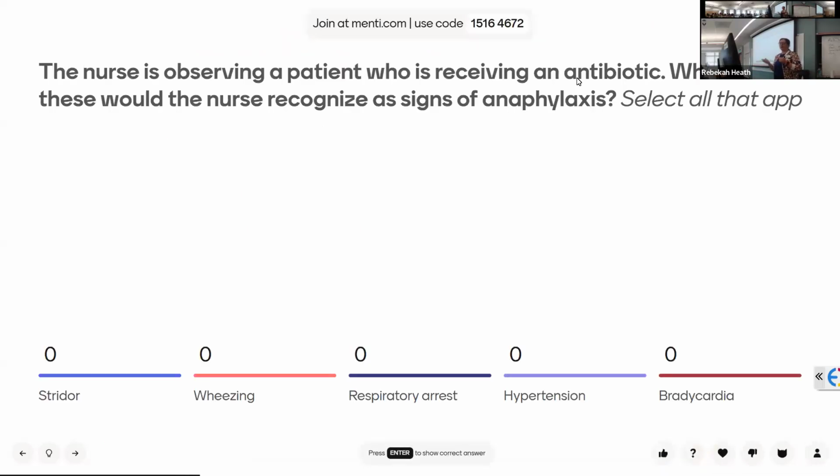We talked about that. Okay, so let's say you're observing a patient who's receiving an antibiotic. Which of these do we recognize as a sign of anaphylaxis? Should be able to select all that apply.